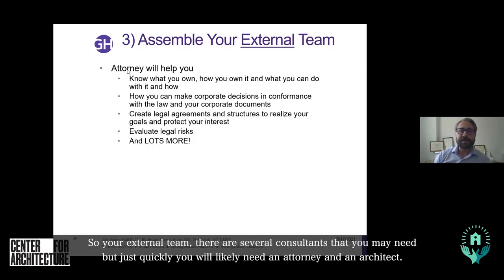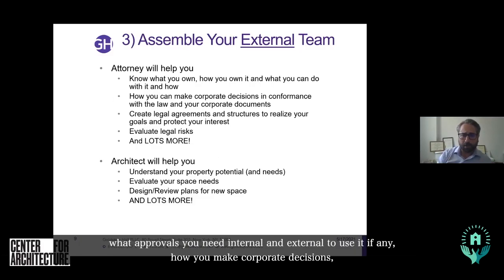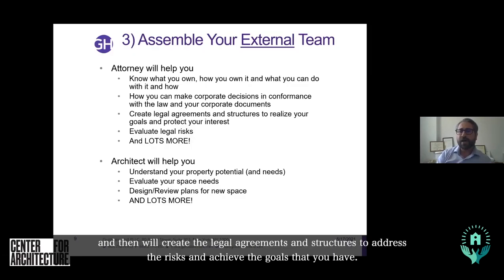So your external team, there are several consultants that you may need, but just quickly, you will likely need an attorney and an architect, right? And in short, your attorney will help you understand what you own, how you own it, what approvals you need, internal and external, to use it, if any, how you make corporate decisions, and then we'll create the legal agreements and structures to address the risks and achieve the goals that you have.